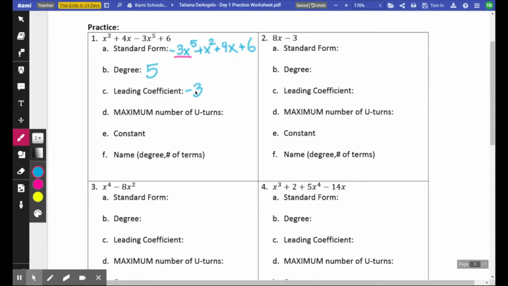Now it's asking me for the maximum number of u-turns, which hopefully by now you know is 1 less than the degree, which means that I just do my degree, which is 5 minus 1, gives me 4. Constant, we should all know constant by now. The constant is going to be 6.